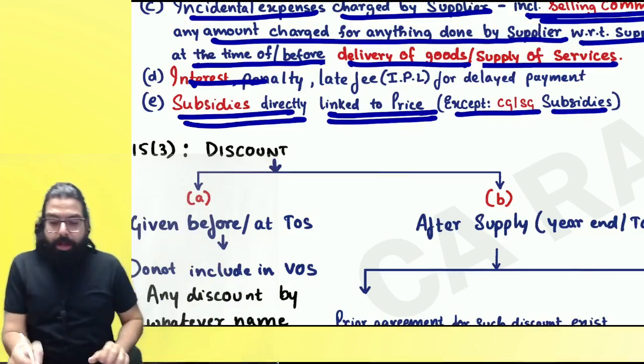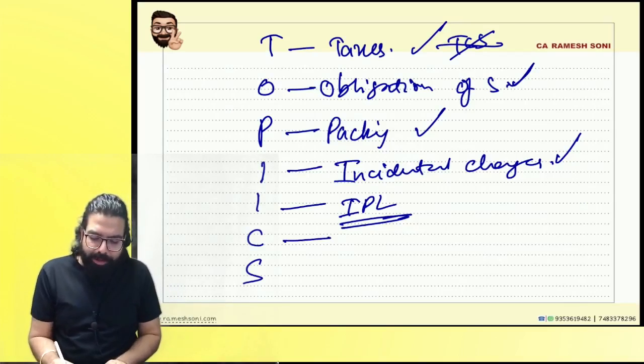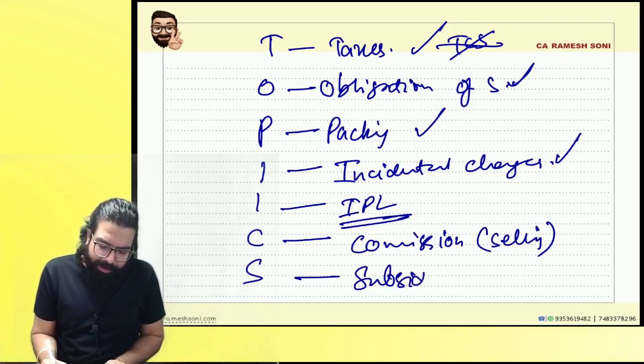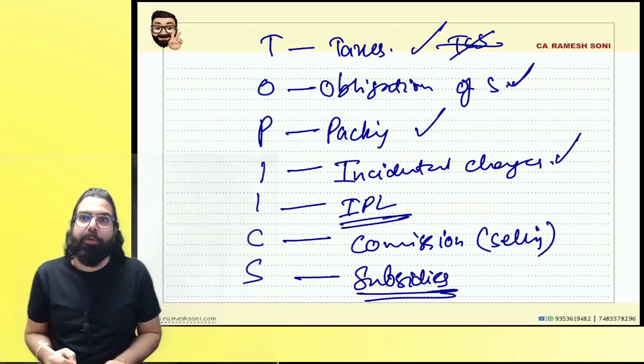Are we clear, everyone? I told you 5 points over here. C for commission. Which commission is to be included, everyone? Only selling commission. And the last one over here is subsidies. Can I go ahead, everyone?